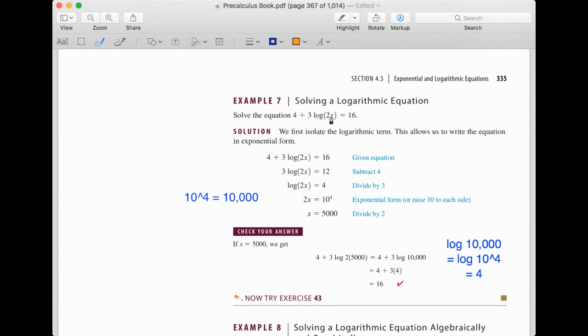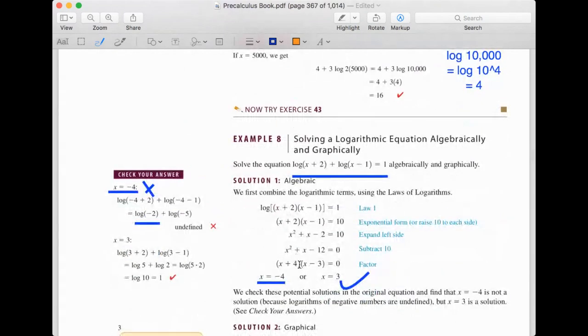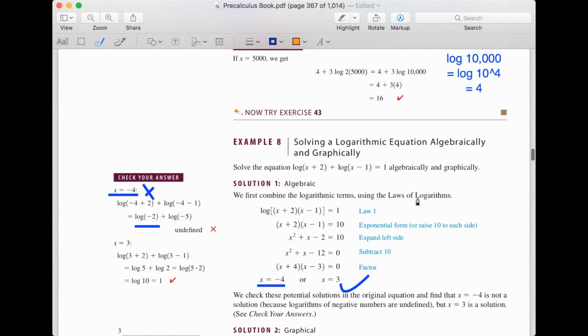We isolate the log term first. Then we rewrite into exponential form. Let's see more examples. Let's see this example. Professor, I have a question. Yes. Can you go up a little bit to where you were right now?